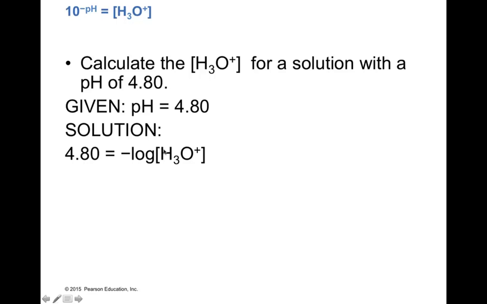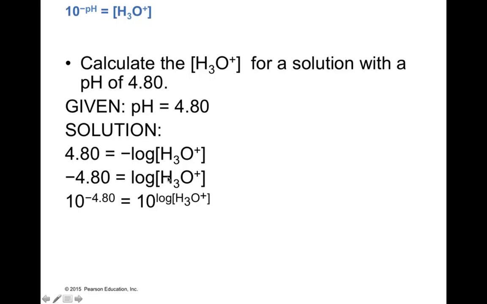We're going to now put the negative on this side. Okay, so we're going to have the negative on this side. And now we're going to use the exponent 10, the power of 10. In that way, we can remove this log from here, and we're going to have that the concentration of the hydronium ion is going to be 1.6 times 10 to the power of minus 5 molar. So this way we can calculate the concentration of H3O by using the pH.